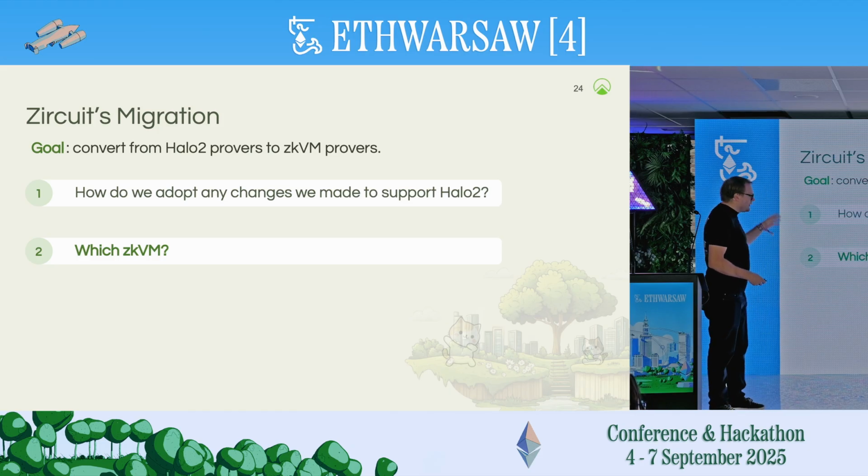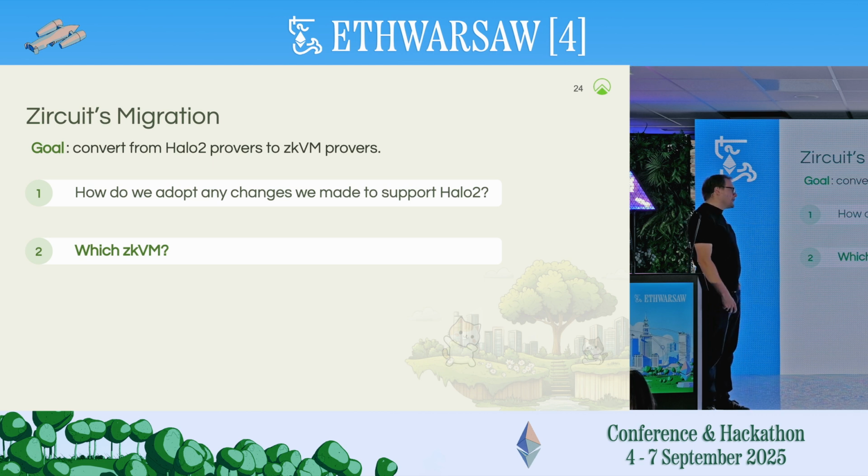And then second, which zkVM? Because I showed you a slide with at least 4 GitHubs, there's probably another 4 that are very close to that, and then there's probably another 4 that are more obscure, but also still very performant. And I bet there'll be another 4 by the end of the year. So what do we do?